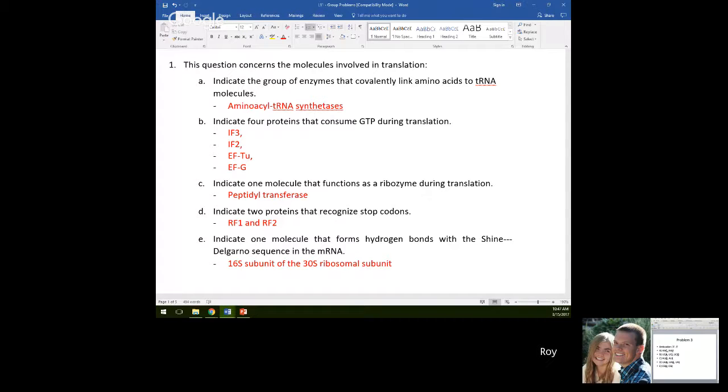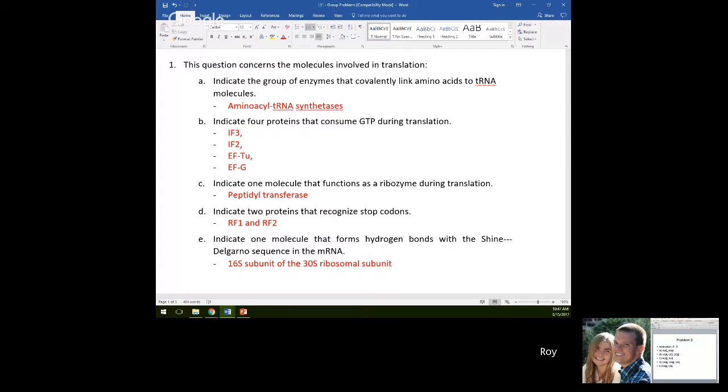Question 1 was pretty straightforward. It's just straight from the reading. It asks to indicate the group of enzymes that covalently link amino acids to tRNA molecules. It stated in the reading that it was aminoacyl tRNA synthetase. Then it asks to indicate 4 proteins that consume GTP during translation.